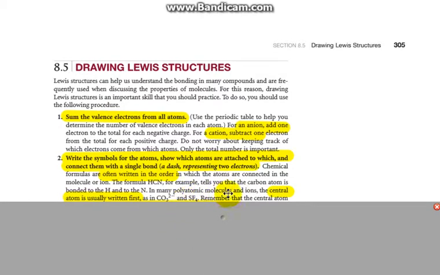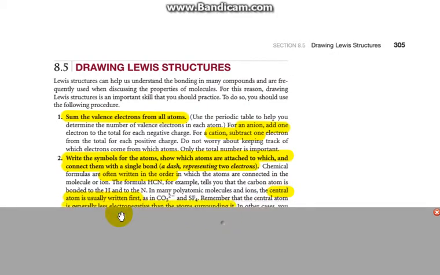In many polyatomic molecules and ions, the central atom is usually written first. So something like the carbonate ion, CO3 2 negative: C is the middle atom, and the 3 oxygens are around it. Sulfur tetrafluoride: sulfur is the middle atom and the F's are written around it.